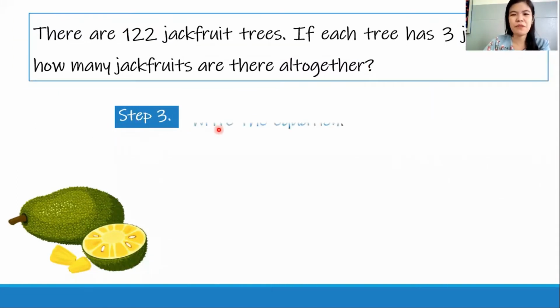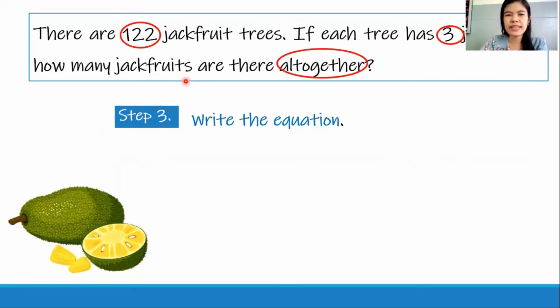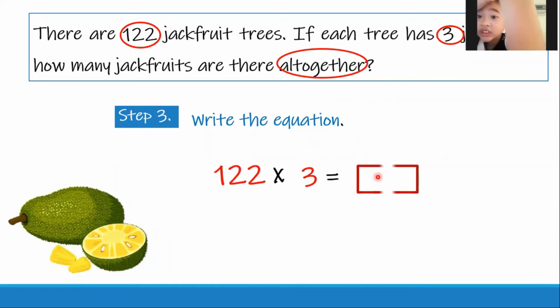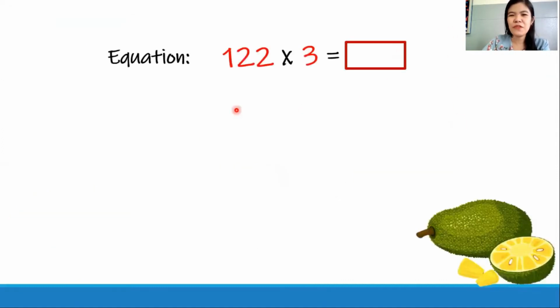So we have step 3, write the equation. Write the number sentence. We have 122, we have 3. Times 3 equals. That's right, 122 times 3. This is our equation. Very good, Mr. EQ.